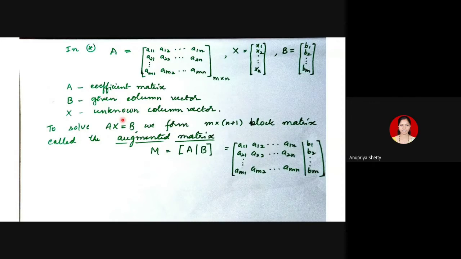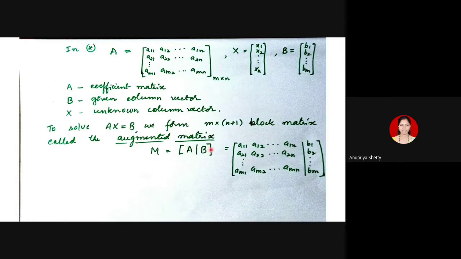Now we will be finding out a simple method to solve the system of equations. First, we'll define something called an augmented matrix. If a system Ax = B is given, you consider the matrix A, which has m rows and n columns. Along with these n columns, you consider one more column, that is the column B.